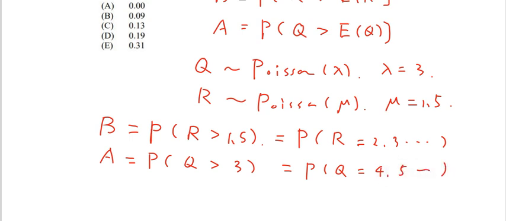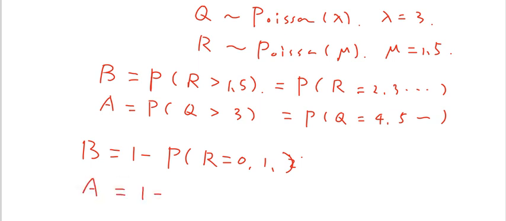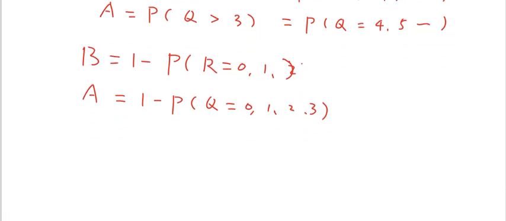So those probabilities are 1 minus, right? So B equals 1 minus P of R equals 0, 1, not including 2. And A equals 1 minus P of Q equals 0, 1, 2, 3. So now we can easily do those calculations, right?